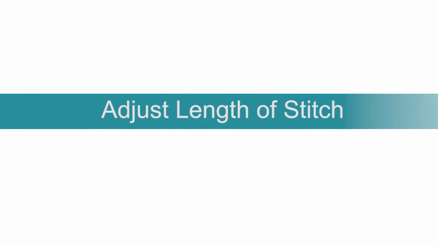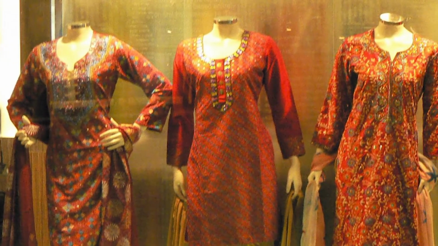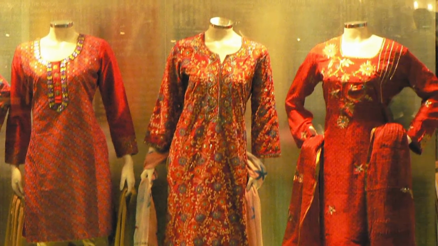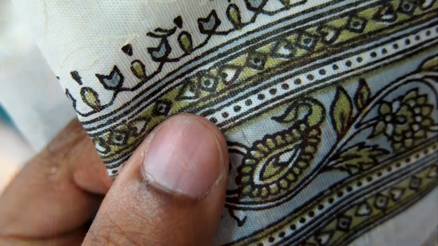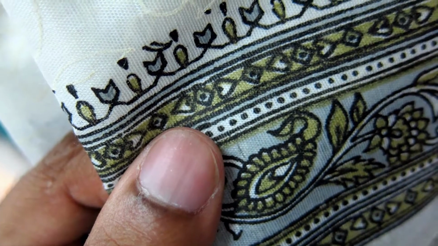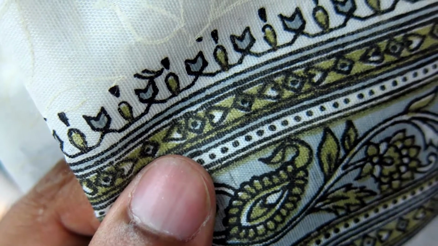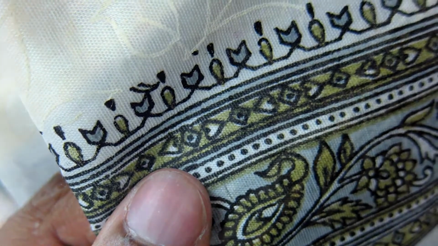Adjust length of stitch. You might not have realized that the different types of clothes that you wear are made with different types of stitch length. It is important that you choose different stitch lengths according to the fabric you use for sewing. The stitch length also becomes important when you have to stitch a seam for holding the fabrics together.